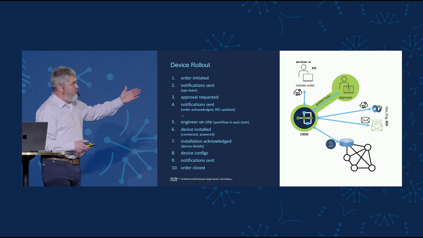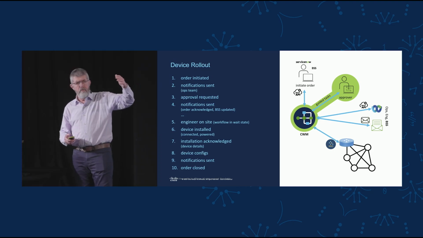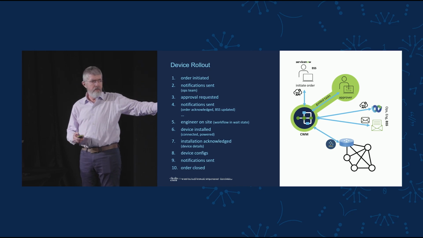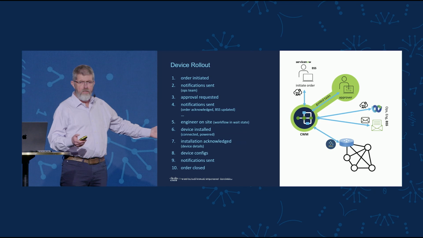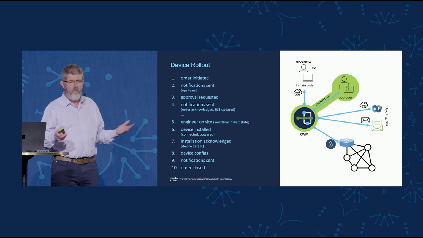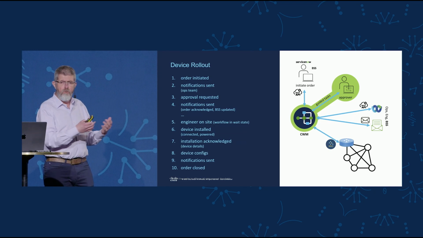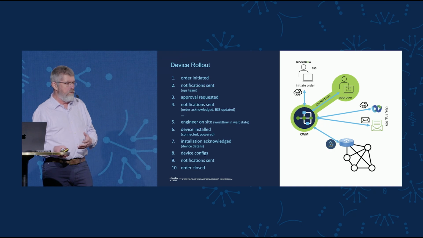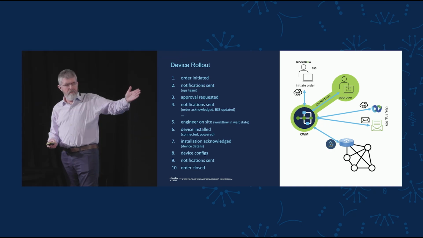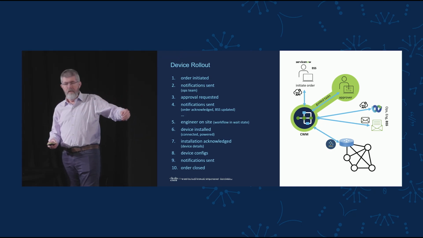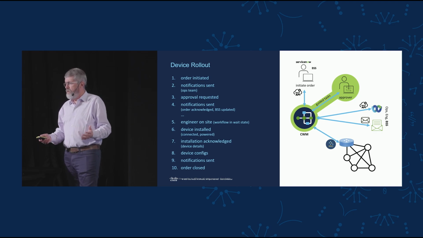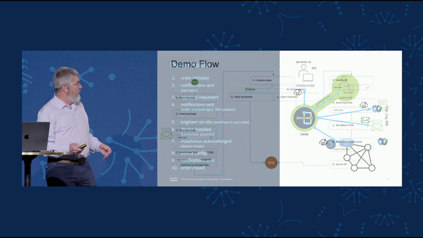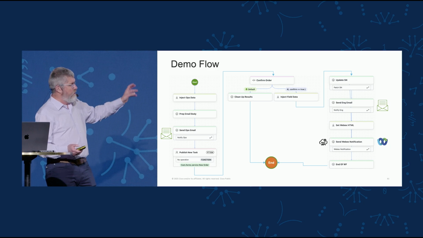So typically the network engineer will go on site, install the device, and then acknowledge that installation with some type of device details. It will be the serial number and probably some of the things that it needs to provide to the workflow so the workflow can continue its job. As I mentioned, device configs will be delivered, notifications will be sent, and at some point you'll close the flow itself. This is just a small representation of the workflow.